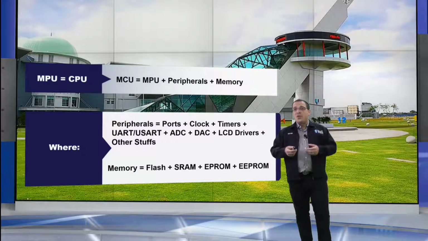When we speak about memory, also keep in mind that there are different types of memories. There are the flash memory, the SRAM memory, and the EEPROM. Of course, we're going to define all of them later.